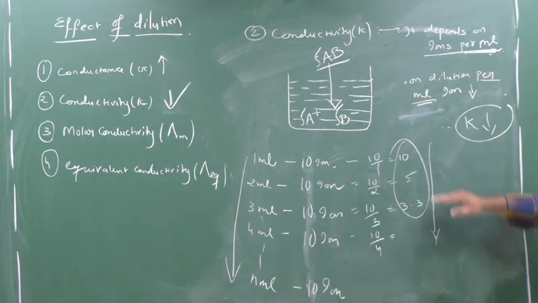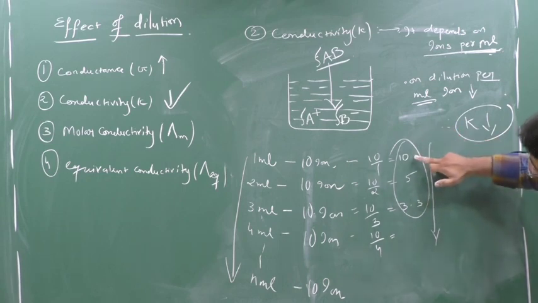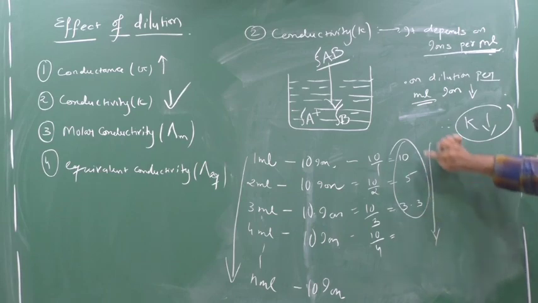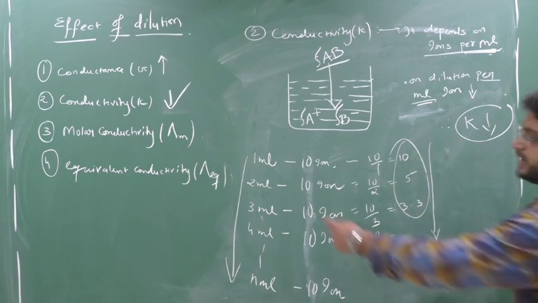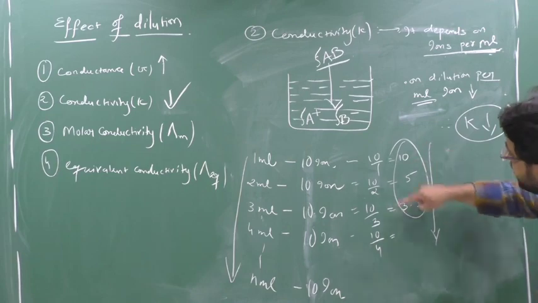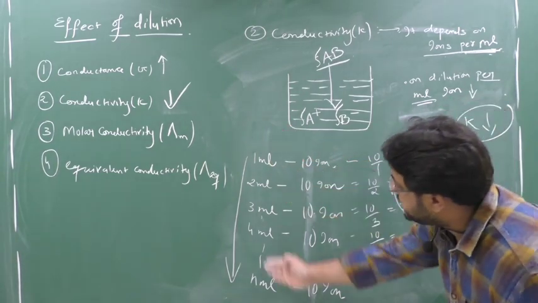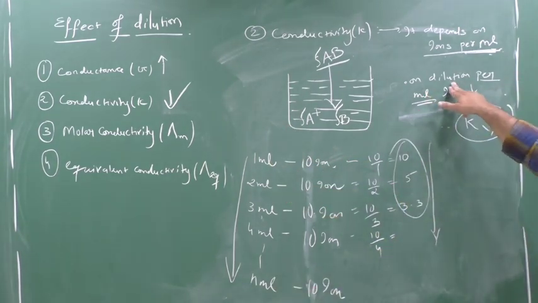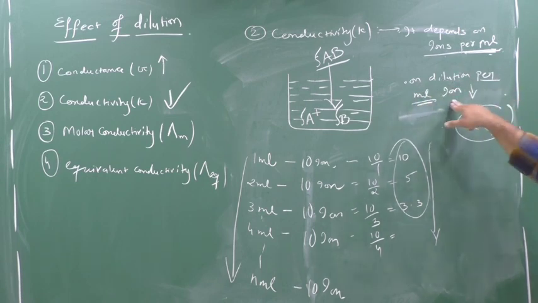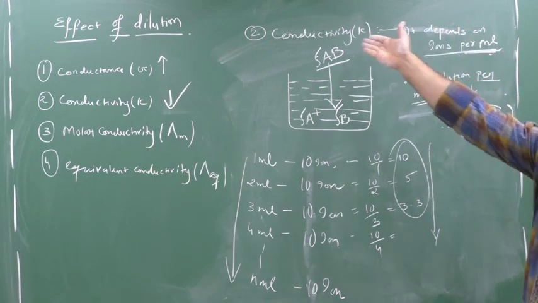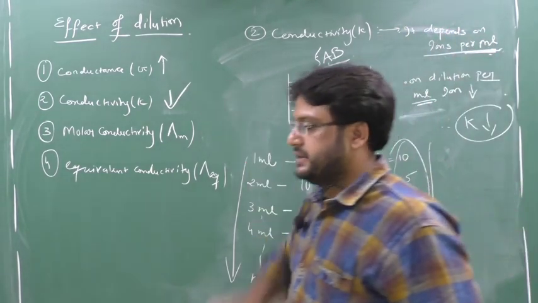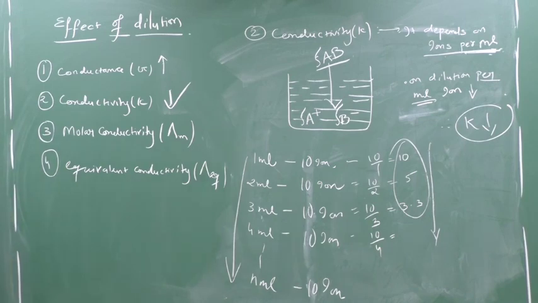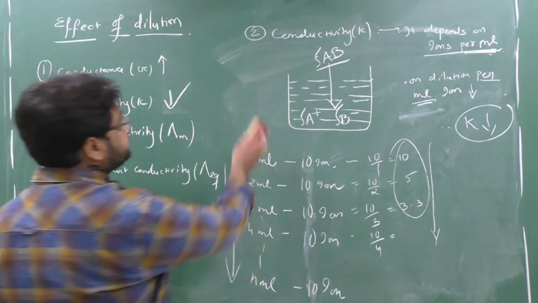If I calculate the value, as I go downside, the value goes on decreasing. See here 10, here 5, here 3.3. This per ml value is decreasing, whereas volume is increasing. So I can say on dilution, or increasing the volume, per ml ion decreases, and per ml ion is nothing but conductivity K. So conductivity K decreases. Clear this part? Now next.